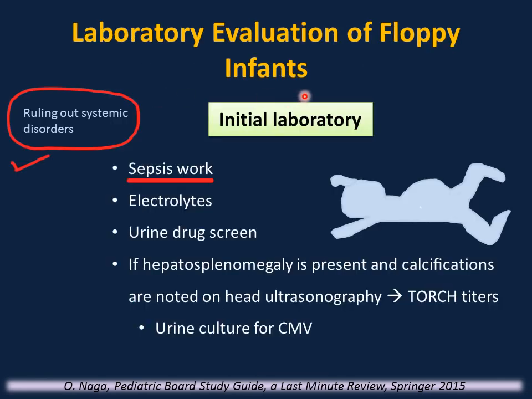Initial laboratory evaluation in cases of hypotonia is to rule out systemic disorders. If you have a newborn after birth lying limply with little or no movement, it is essential to rule out sepsis. Ruling out sepsis is important in any case of acute hypotonia. Check electrolytes including calcium and magnesium, and a urine drug screen. If hepatosplenomegaly is present and you see calcifications on head ultrasound, TORCH titers are important to rule out toxoplasma, rubella, cytomegalovirus, and herpes infection. Send a urine culture for cytomegalovirus. Cytomegalovirus can also cause microcephaly.